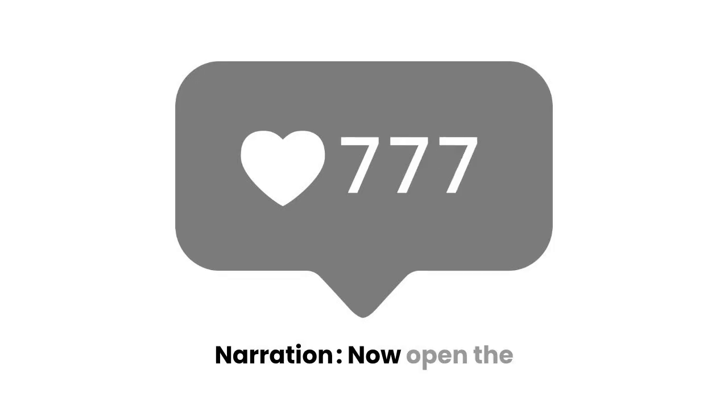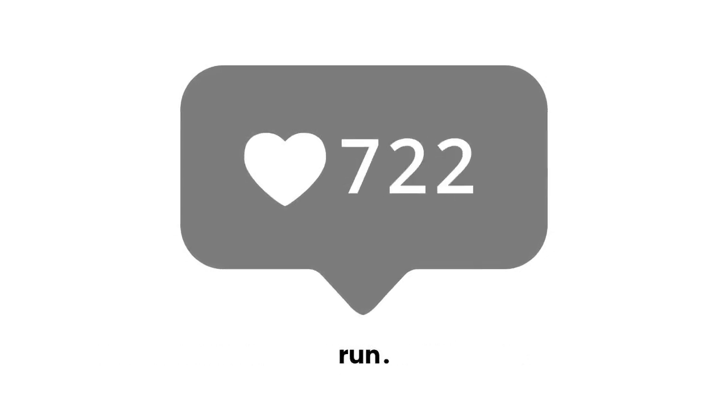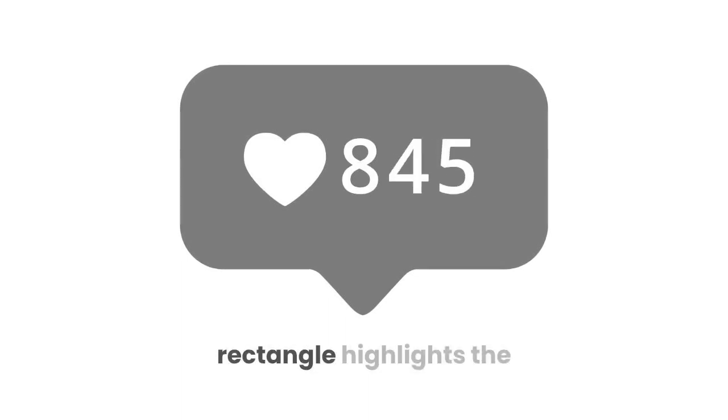On the shortcut page, tap Get Shortcut, then Add Shortcut. An animated checkmark scribbles on screen when it's added. Now open the Shortcuts app, find the new RAM shortcut, and tap it to run. A scribbled rectangle highlights the shortcut tile.